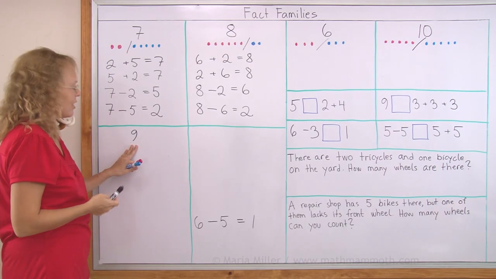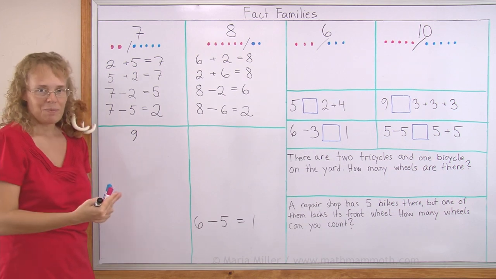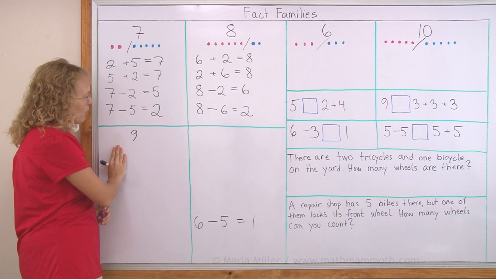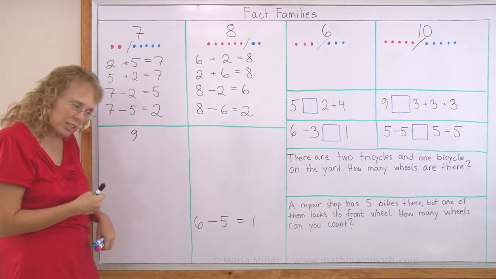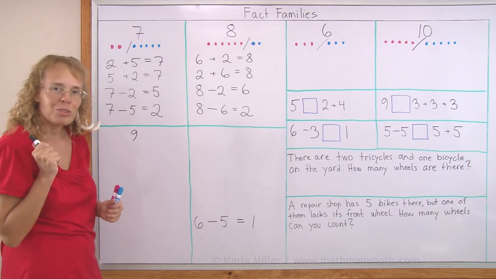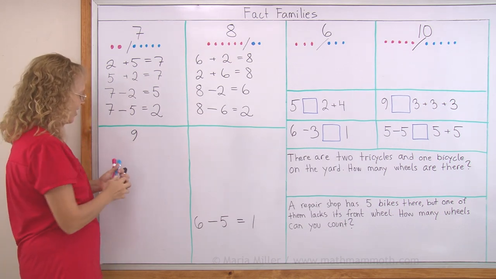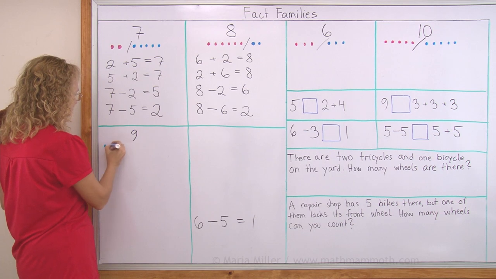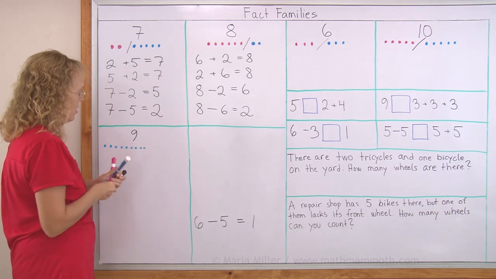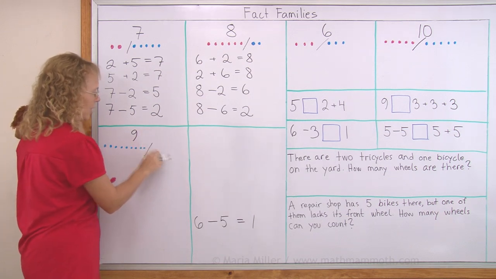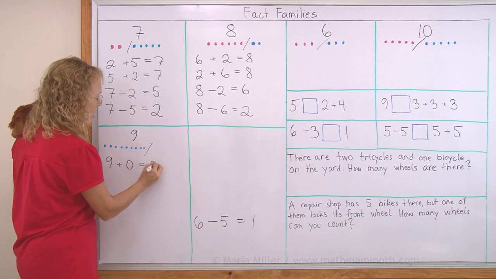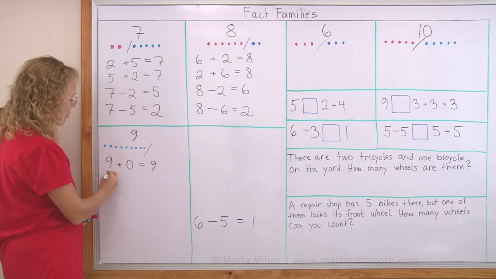Now over here, there's 9 in total. But you can choose the two parts, so much and so much, makes 9. Is that Matthew? Oh, Matthew wants us to use 9 and 0. Okay, that will work. 9 and 0 on this side. So the addition is 9 plus 0 equals 9. The other addition would be 0 plus 9.